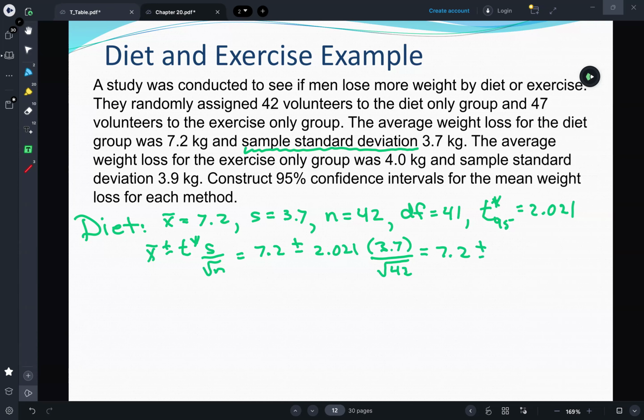7.2 plus or minus, and what do you get for a margin of error this time? Liam? 1.15? Yeah, all right. 1.15. Perfect. And then that's going to be 6.05 to 8.35 kilograms. So that's the weight loss for the diet group. Roughly 6 to 8 kilograms they lost.